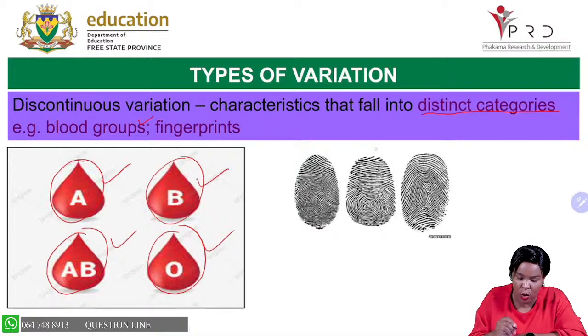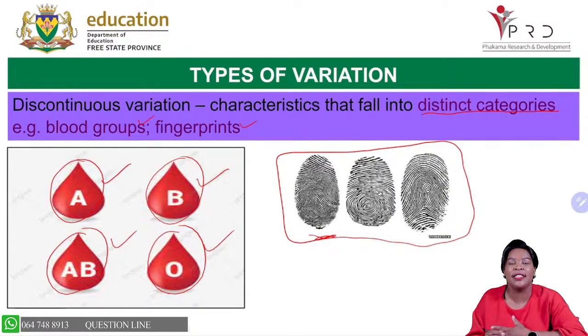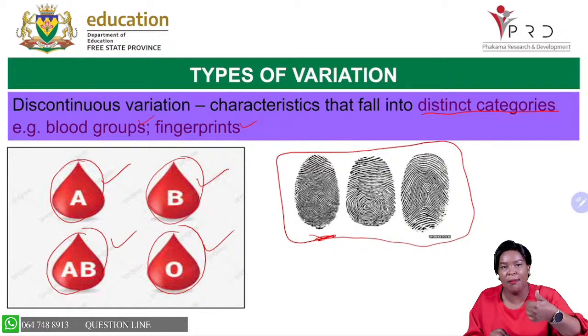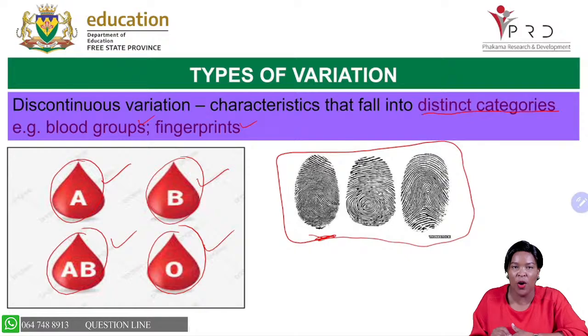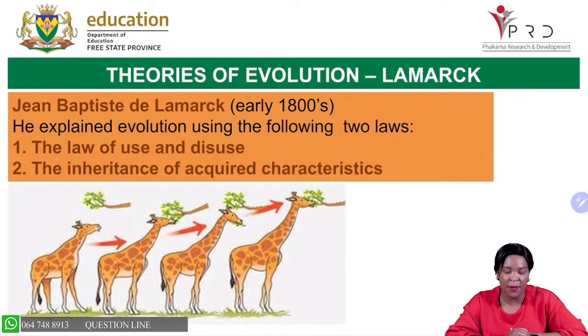And then fingerprints also. Fingerprints are an example of discontinuous variation because no two people share the same fingerprints. So it means that your fingerprints are your own fingerprints, and that variation is discontinuous because no other person will have the same fingerprints as you. I hope you understand the two types of variation that we have there. Then the exam guideline expects you to know the theories of evolution by Lamarck and Darwin.